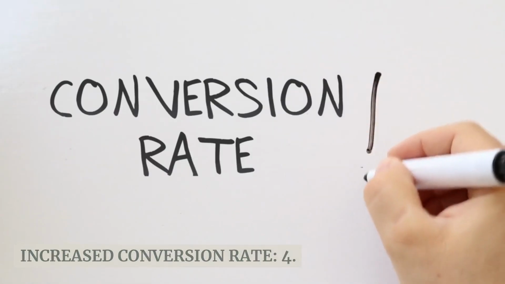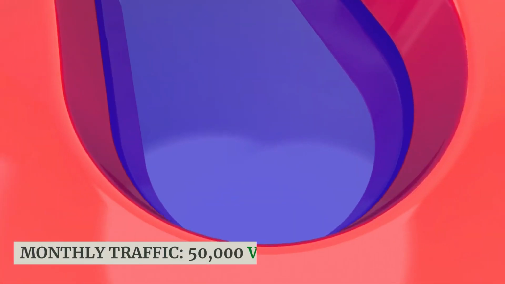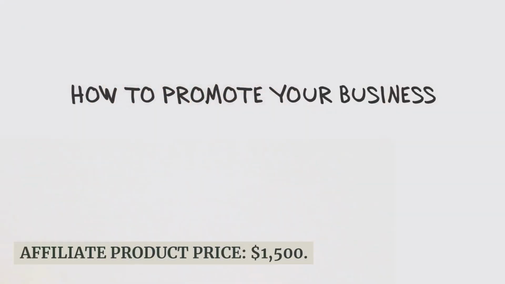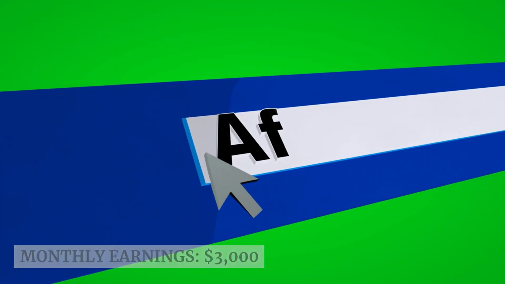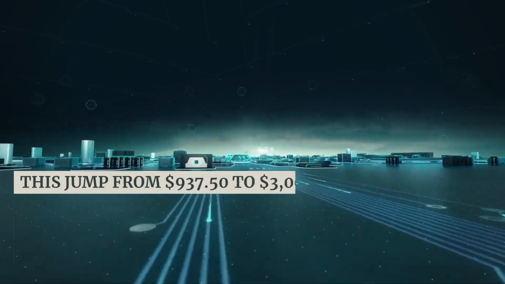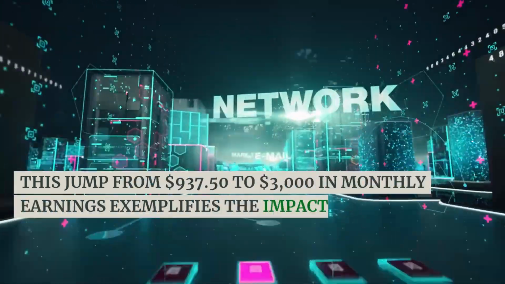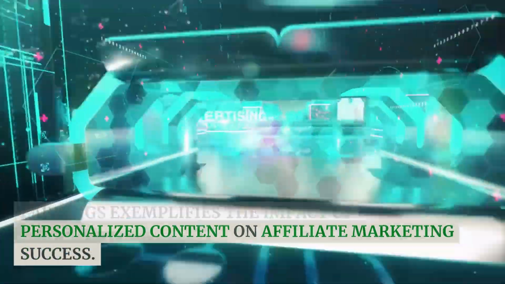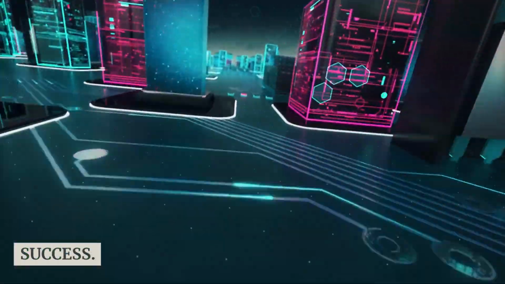2. After personalization. Improved CTR, 5%. Increased conversion rate, 4%. Monthly traffic, 50,000 visitors. Affiliate product price, $1,500. Commission rate, 5%. Monthly earnings, $3,000. This jump from $937.50 to $3,000 in monthly earnings exemplifies the impact of personalized content on affiliate marketing success.